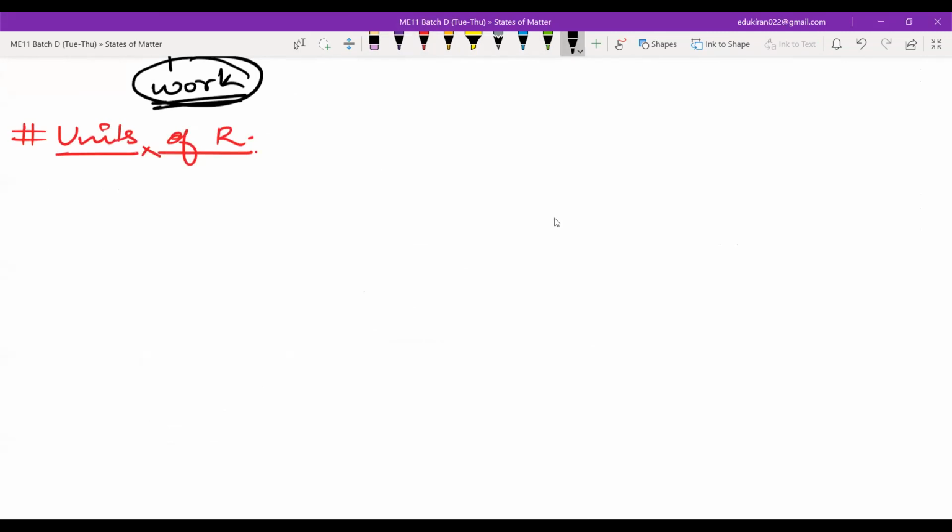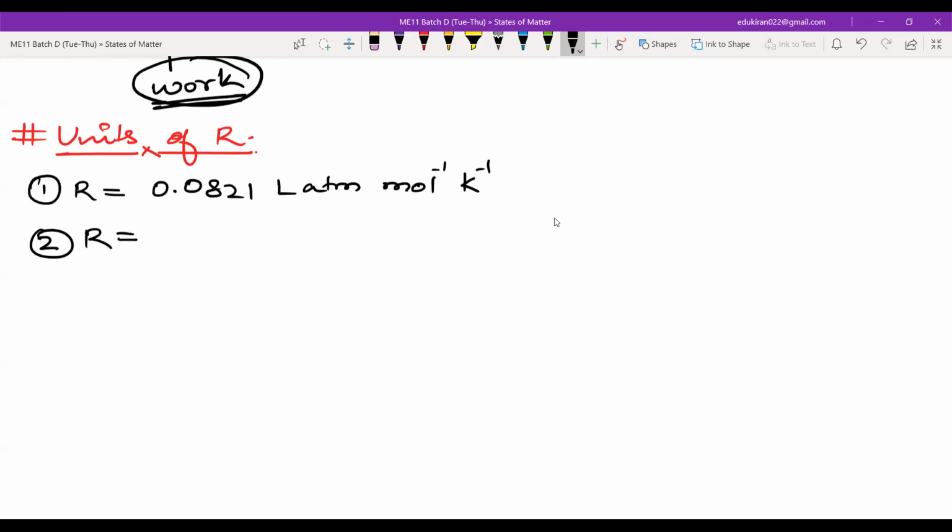Now write the units of R. Number 1, R is equal to 0.0821 for pressure and volume, so here it is liter ATM per mole per Kelvin. Second, if I write liter as ml, then R is equal to 82.1 milliliter ATM per mole per Kelvin.